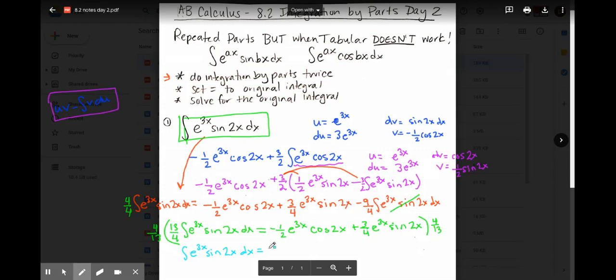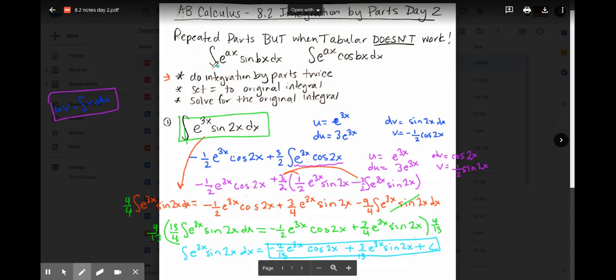So this ends up reducing to negative 2/13 e to the 3x cosine 2x, and then plus 3/4 times 4/13 ends up being 3/13 e to the 3x sine 2x plus C. All right, and here is the final answer. Cut through that a little bit. Terrible drawing boxes, sorry guys.